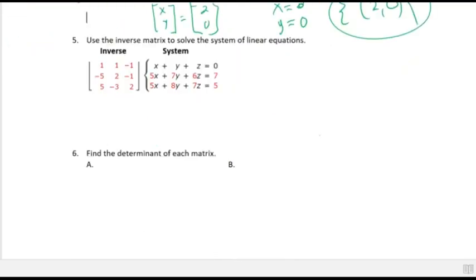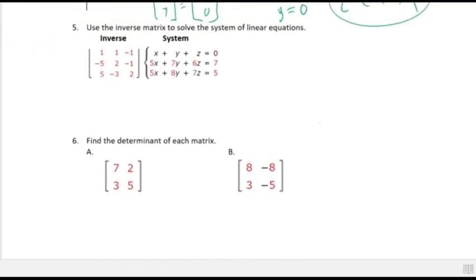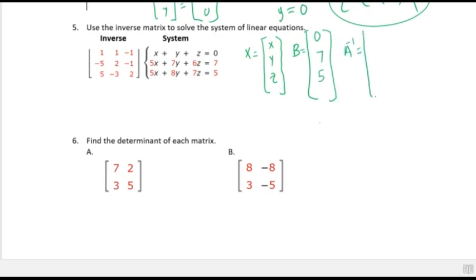Okay, so then example 5, use the inverse matrix to solve the system. Here they already give us the inverse, so all we have to do is set up our matrices. So we have x, y, and z. Our B is 0, 7, 5, and our A inverse is 1, 1, negative 1, negative 5, 2, negative 1, 5, negative 3, and 2. So our answer is going to be A inverse times B.